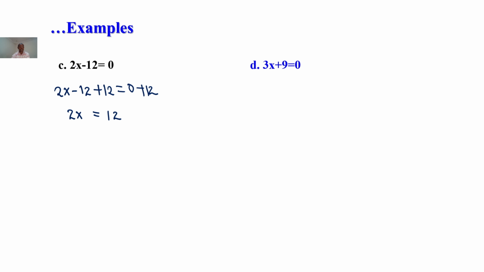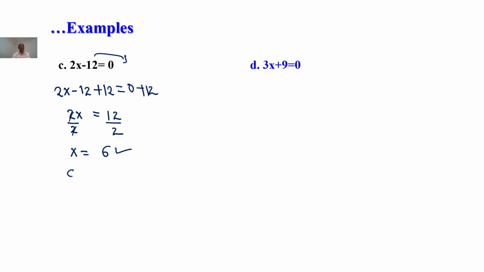We obtain this one by transferring negative 12 to the right side, and it becomes positive 12. To find the value of x, divide both sides by the number 2. Twice x is equal to 12. This means divide both sides by 2. What is the value now? We cancel this 2 by 2. What remains? x is equal to 12 divided by 2, which is 6. So the value of x is 6.